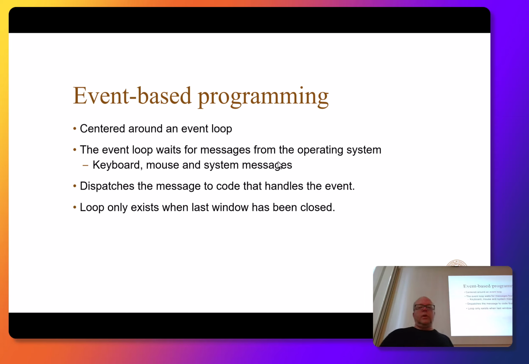So the event loop waits for the messages, and there can be keyboard, mouse, system messages. And the event loop is responsible for dispatching the messages to your code. So when a mouse press occurs, it is passed along to your application. And the loop only exists until the final window has been closed. So when you close the final window, it will exit the loop.